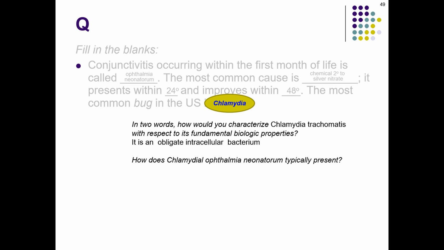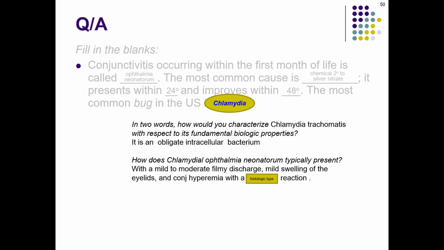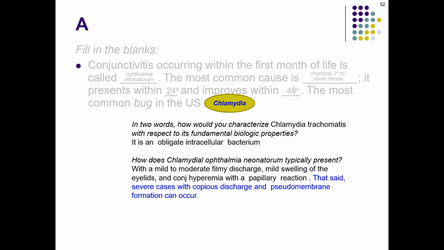And how does chlamydial ophthalmia neonatorum typically present? Usually mild to moderate watery discharge, mild swelling of the eyelids, and conjunctival hyperemia. The type of conjunctival reaction you will see in neonates is mainly a papillary reaction. Papillary reaction is caused by chlamydia trachomatis, and you should know that because we will differentiate it later on from other types of chlamydia trachomatis infection.